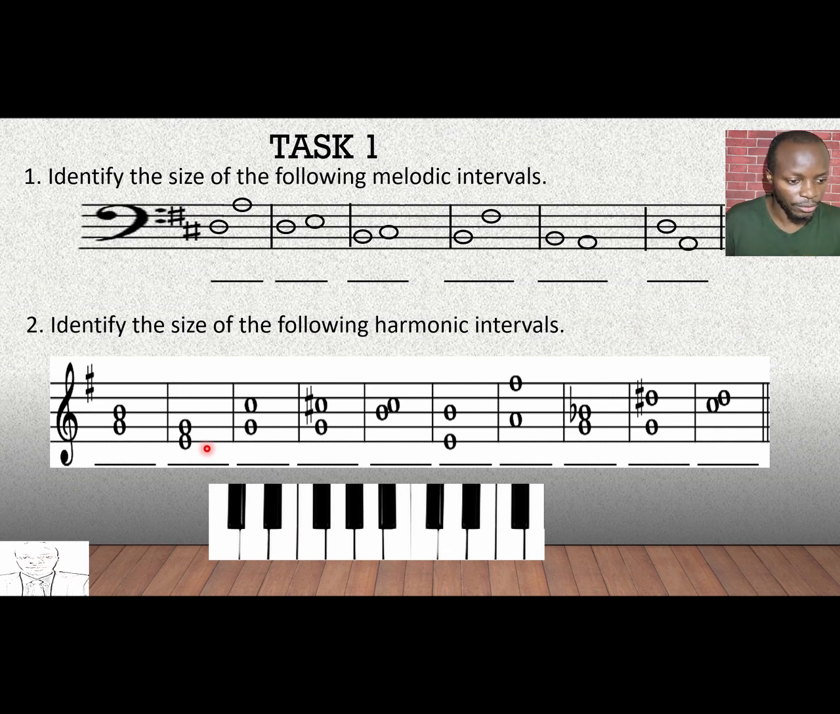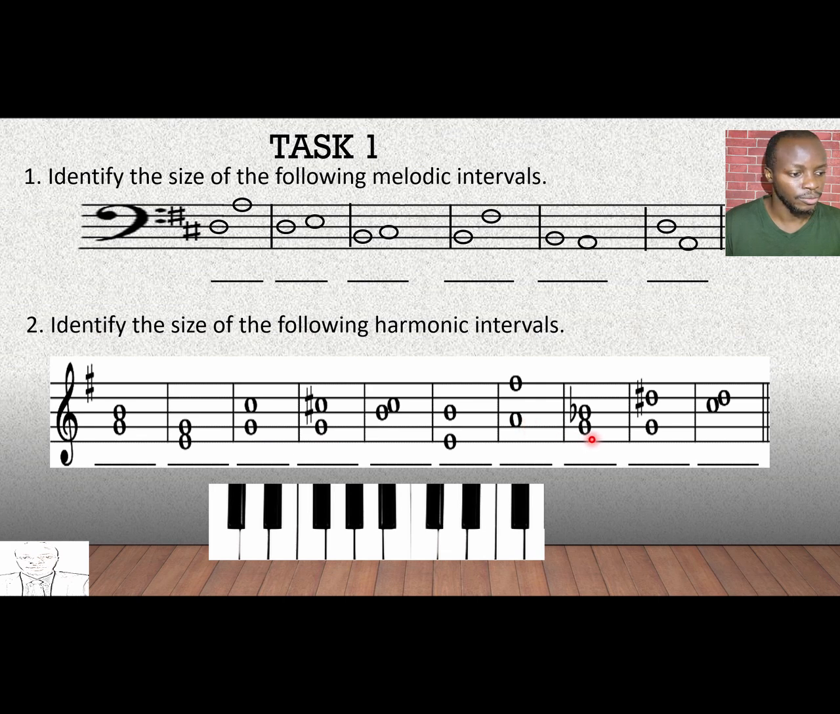All right, the next one, G and C, Do, Re, Mi, Fa, that's the 4th. All right, let's go to the next one. In this case, it's also a 4th. Now the next one, from B to C, is a 2nd. Now the next one, from E to B, that's a 5th. Now from A to F sharp, Re, Ti, and that's a 6th.